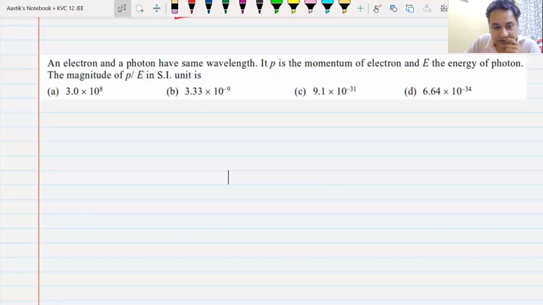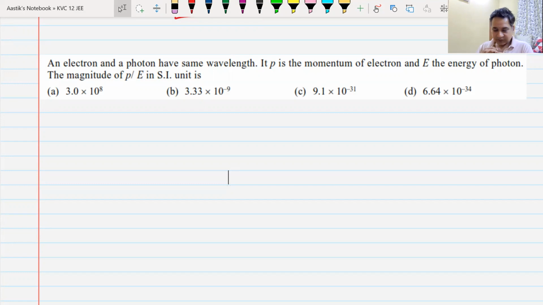Yes, sir. Then comes this question, sir. An electron and a photon have the same wavelength. If p is the momentum of the electron and lambda is the wavelength, and E is the energy of the photon, what is the magnitude of p by E?